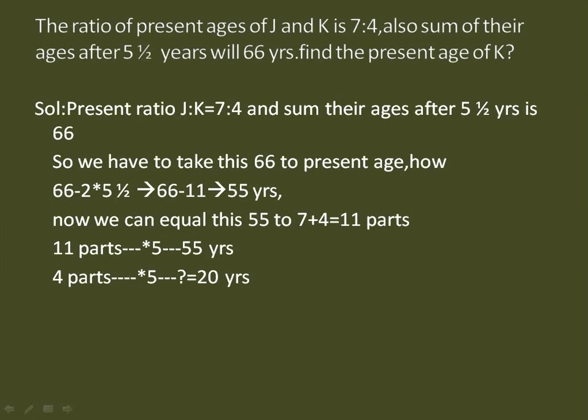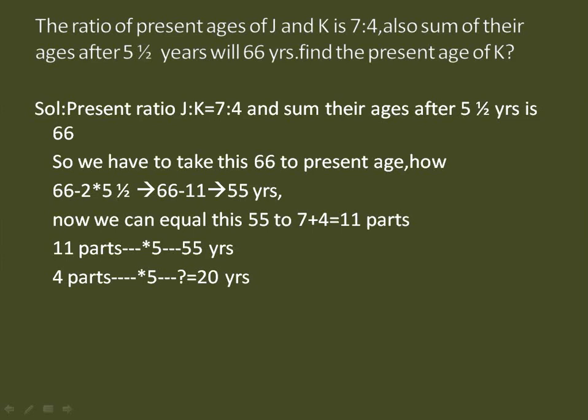The present ratio here is 7:4. The sum of their ages after 5.5 years will be 66. So the ratio is at present. So you have to take the sum to present. How? The sum is at after 5.5 years. We have to come to present.